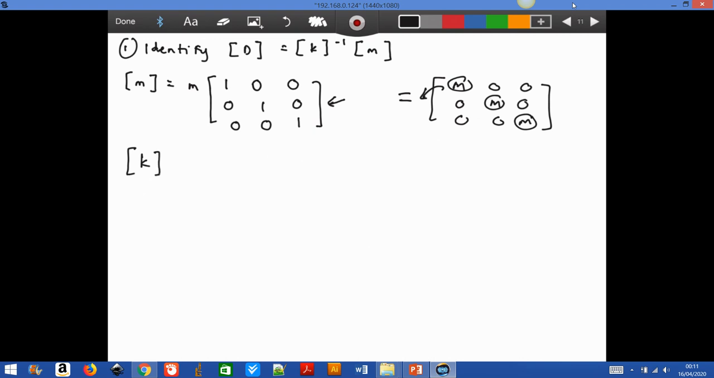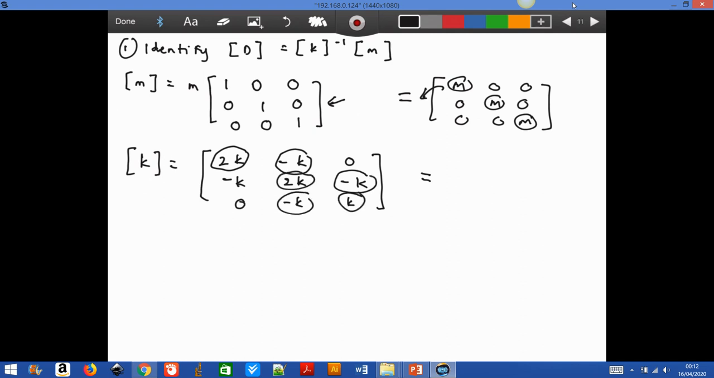For matrix K, we do the same. We know that previously the matrix K is 2k, minus k, 0, minus k, 2k, minus k, 0, minus k, and k. We take out all the terms k in order to get numbers, because we need to use our calculator now. So it becomes k times 2, minus 1, 0, minus 1, 2, minus 1, 0, minus 1, 1.